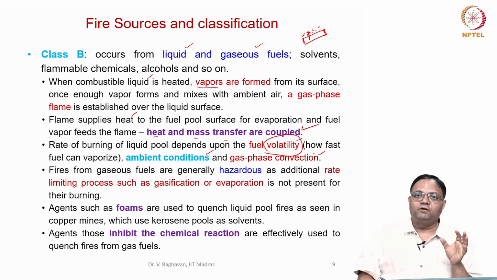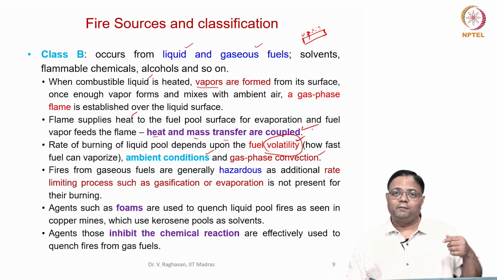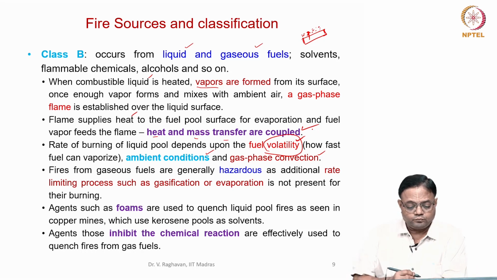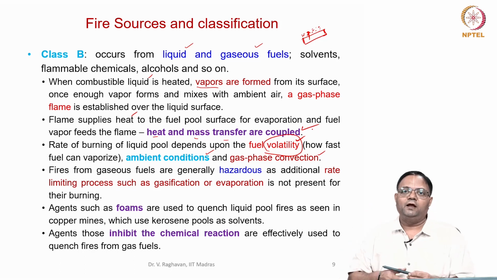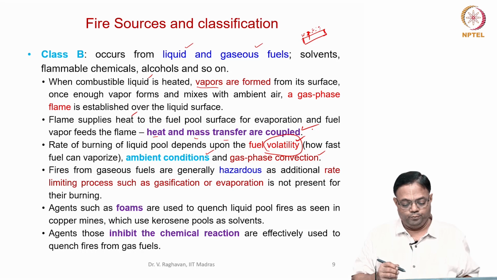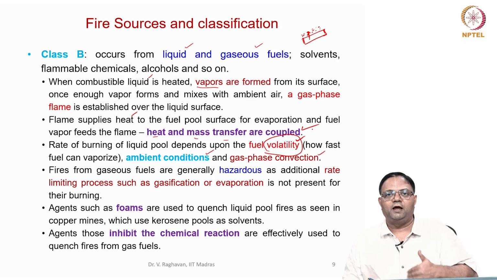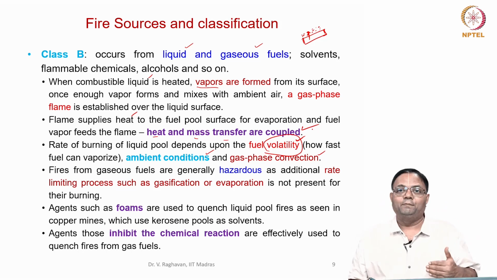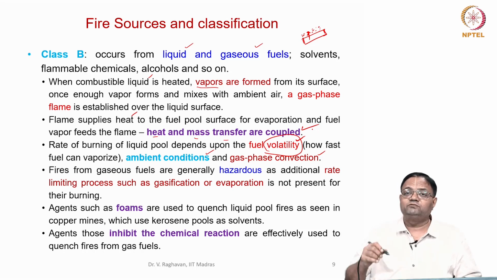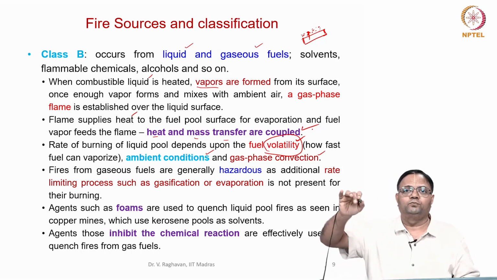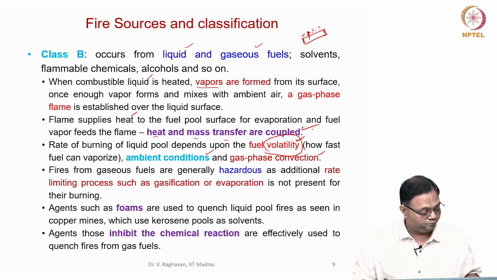So the rate of burning of liquid fuel depends on a property called volatility, which is not a single property, it is a multiple property. We will come to that. That is basically the rate at which the fuel can vaporize. Then only the vapors can be supplied to the combustion zone. Then the ambient conditions. If there is too much heat loss, then the heat feedback to the flame can be reduced. So ambient condition will dictate the rate of burning. Then the convection in the gas phase: the fuel vapors formed over the surface should be removed as soon as possible, so that more vaporization will take place. So these are the three things which we have.